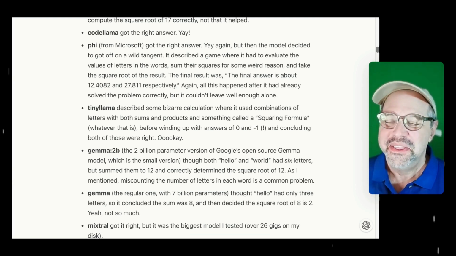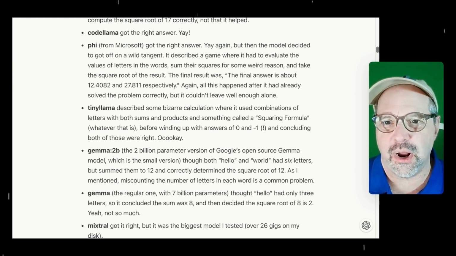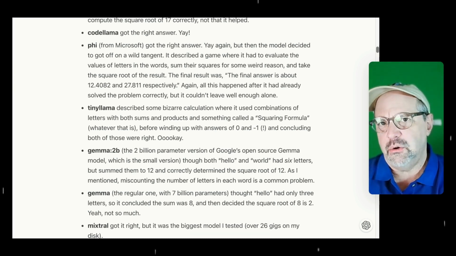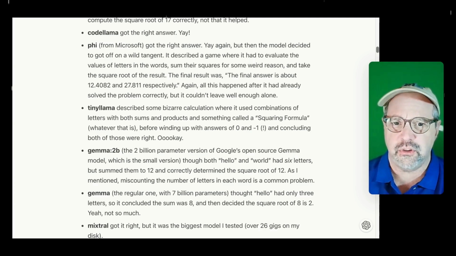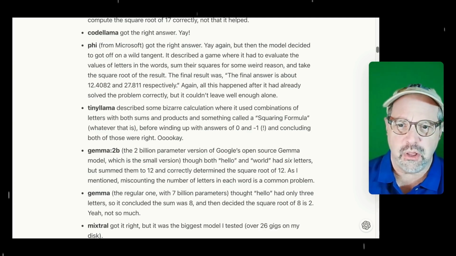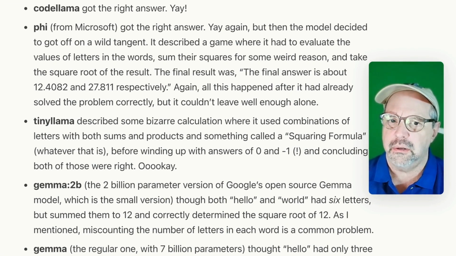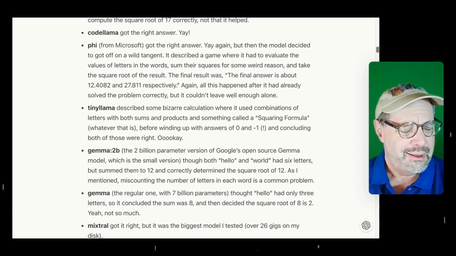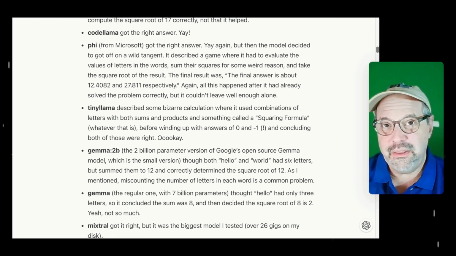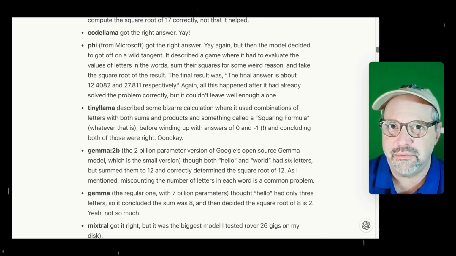Now, Phi is a model from Microsoft, and it also got the right answer, but it couldn't leave well enough alone. The model gave me the right answer and then went off on this wild tangent and described some weird game where it had to evaluate the values of the letters of the words and sum their squares and do some square root of the result. And eventually came up with this statement: the final answer is about 12.4082 and 27.811 respectively. I'm like, what? And this all happened after it already had the right answer. It just couldn't stop itself.